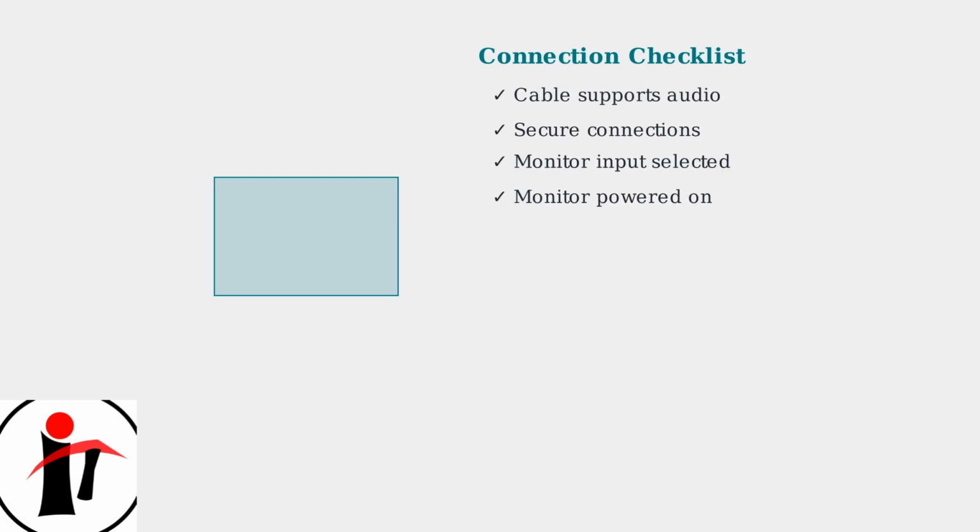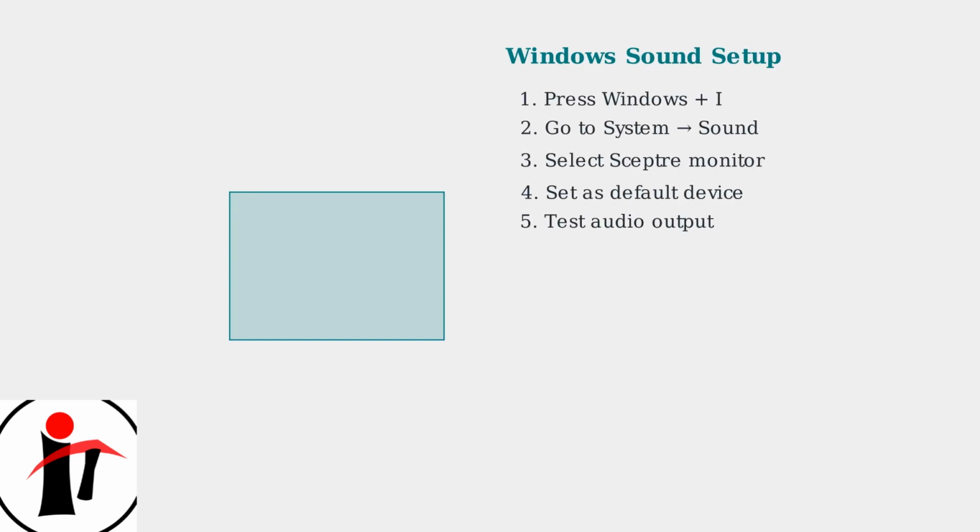First, verify your physical connections. Ensure your HDMI or DisplayPort cable supports audio transmission and is securely connected to both your computer and monitor. Next, configure Windows sound settings. Press Windows+I, navigate to System, then Sound. Set your Sceptre monitor as the default audio device.